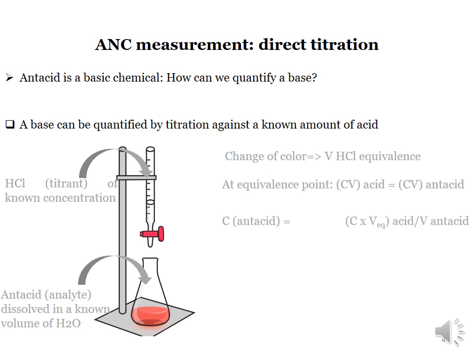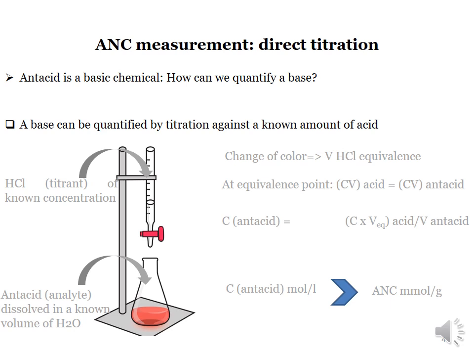Then we write the equation that says that at equivalence, the number of moles of the acid is equal to the number of moles of the antacid, and therefore the concentration of the antacid is equal to the concentration of the acid multiplied by the V of the equivalence of the acid, divided by the volume of the antacid.